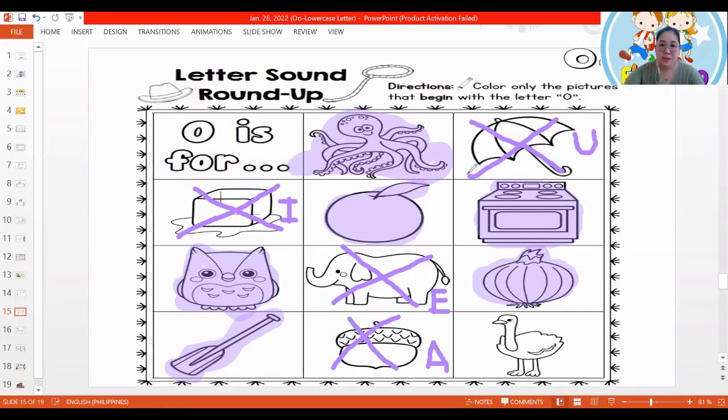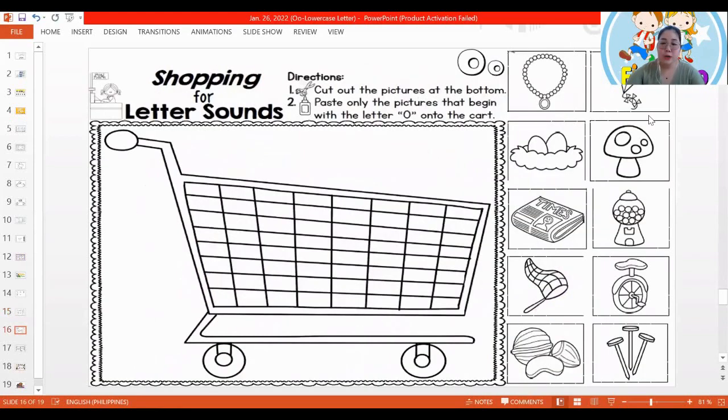And the last one, we have ostrich. Ostrich also begins with the letter O. So the pictures that we found are O for octopus, O for orange, O for oven, O for owl, O for onion, O for or, and O is for ostrich. So we have some more beginning sound activities.